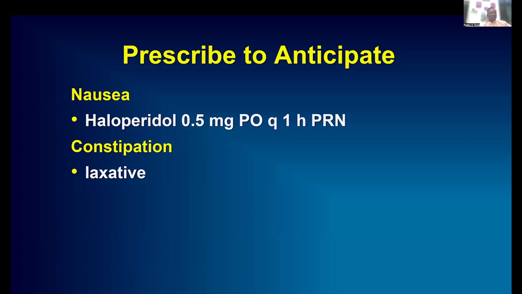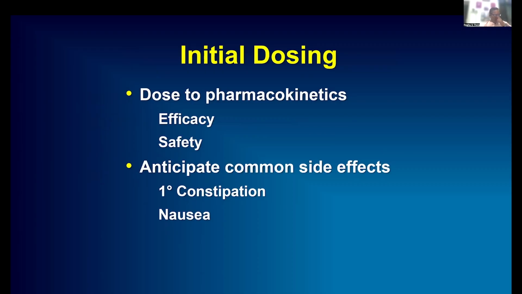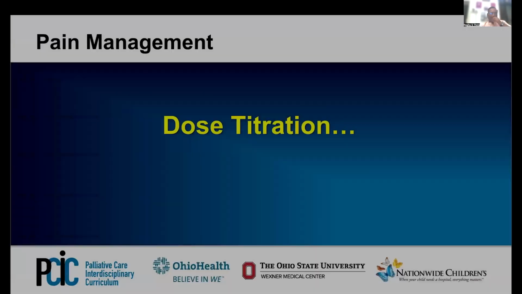All right. So for initial dosing, we use the pharmacokinetic profile of our medication. So this allows for safe dosing and provides the most efficacy we can give to our patients. And also we have to anticipate the common side effects. The most common is the constipation as well as the nausea. After this, now let's talk about the titration. How are we going to titrate this?